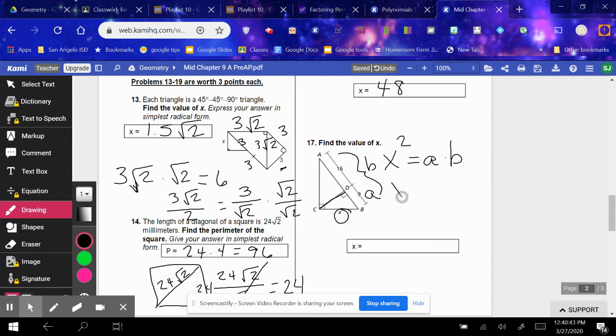Okay, so we have x squared equals a is 9, and b, we have 2 pieces that we have to add up. 16 plus 9 is 25. Solve for x, we have to take the square root on both sides. And again, we don't want to multiply this and simplify that huge number. So we can see that 9 is a perfect square. The square root of 9 is 3. 25 is a perfect square. Square root of 25 is 5. So x is equal to 3 times 5, which is 15.